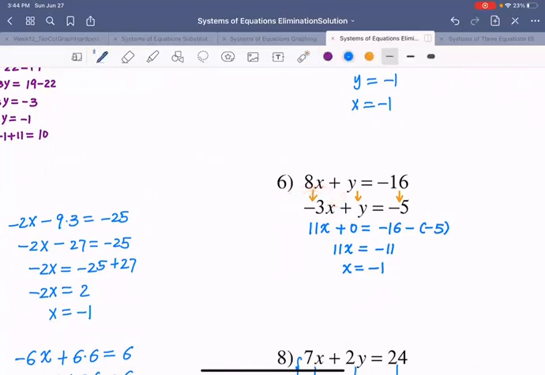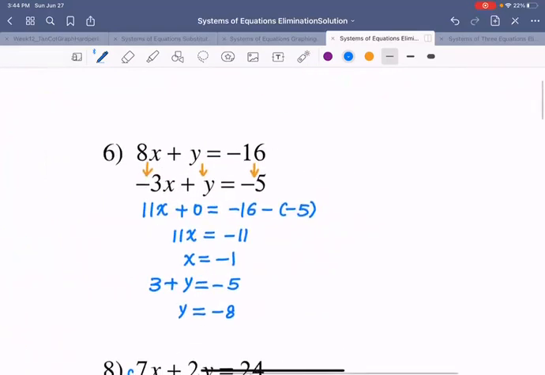Go ahead. The 3 plus y equals negative 5. Okay. Y equals negative 5 minus 3. Negative 8, right? Yeah. Negative 8. Very good.